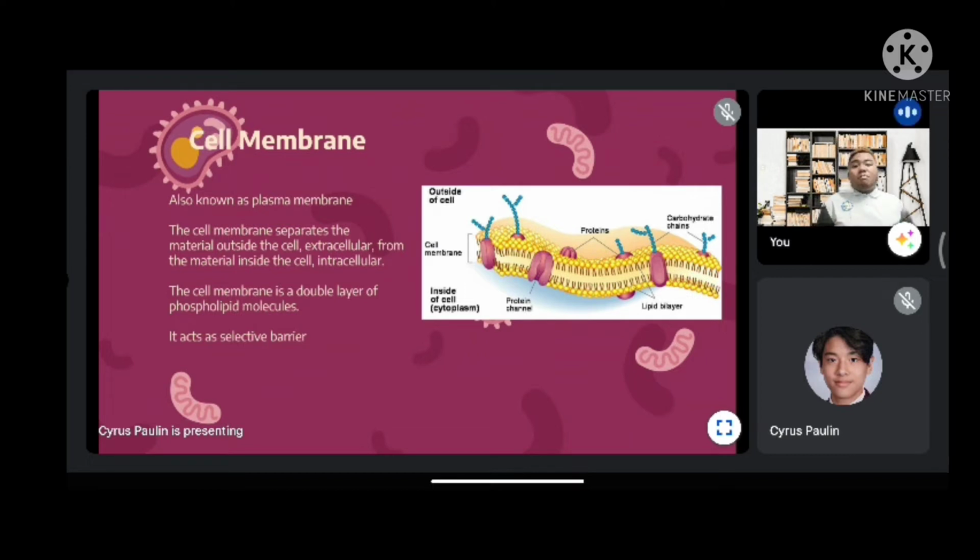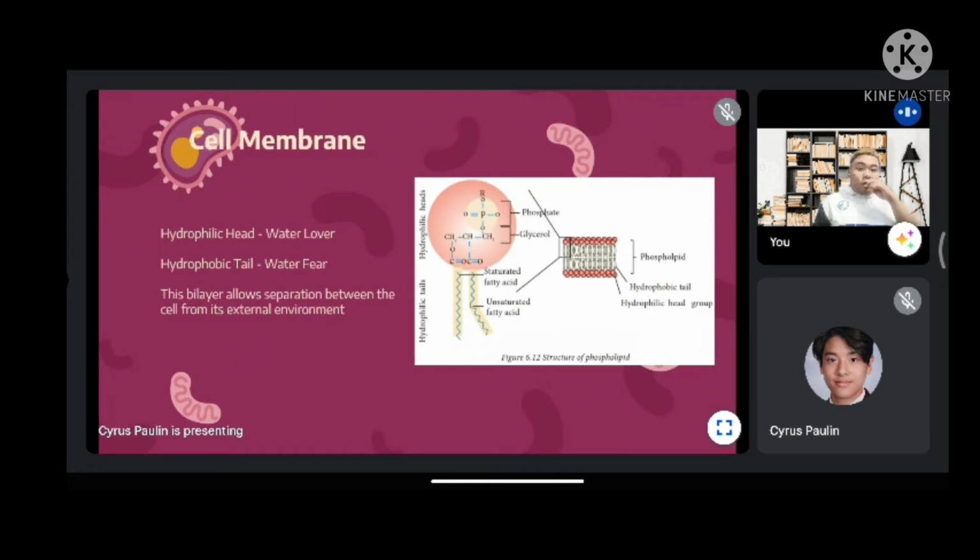So this cell membrane has a double layer of phospholipid molecules. We have here the hydrophilic head and the hydrophobic tail. When we say hydrophilic head, we're telling that these heads are water lovers, while hydrophobic tail, we're telling that these tails are water fearing. So this bilayer allows separation between the cell and its external environment.